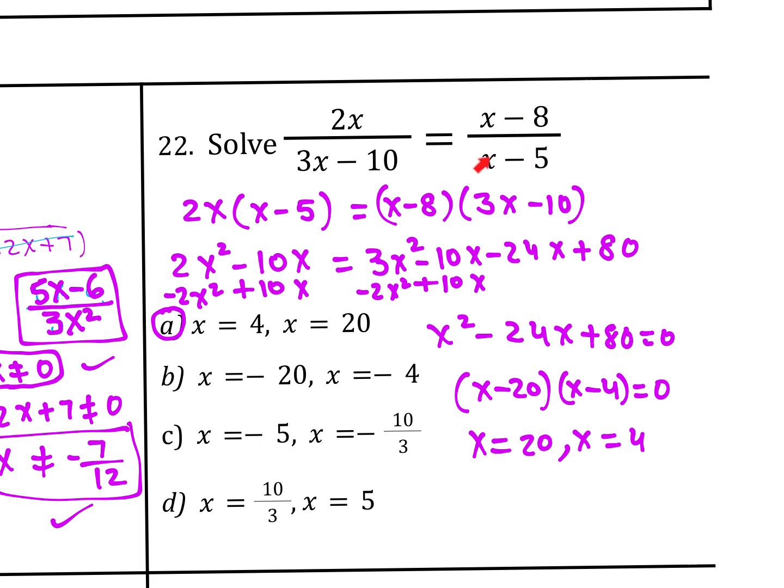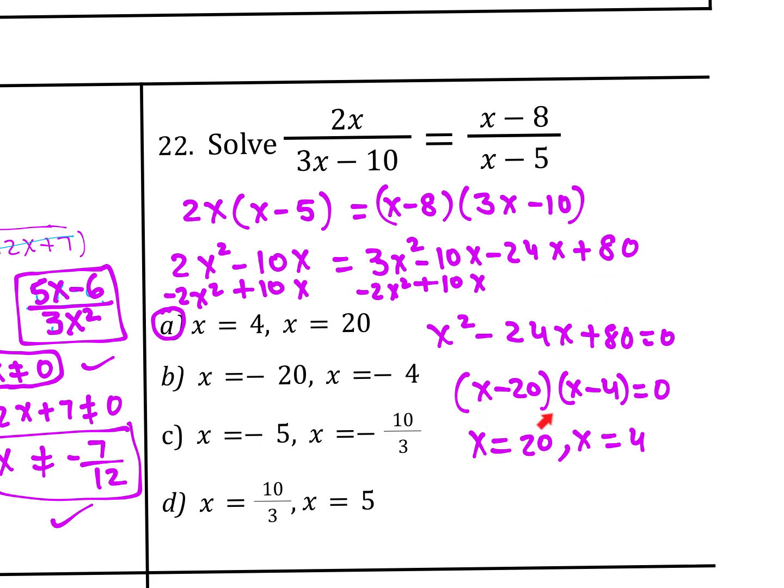Next question, we have two fractions equal to each other. To solve for x, we cross multiply. So multiply 2x times x minus 5, 3x times x minus 8. Here we distribute the 2x and here we FOIL it and got this expression. Bring the whole equation to one side by subtracting 2x squared on each side, and adding 10x on each side. We got x squared, the 10s cancel, negative 24x plus 80 equal to 0.